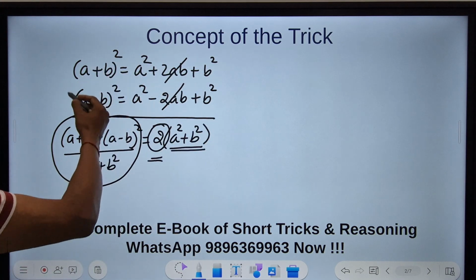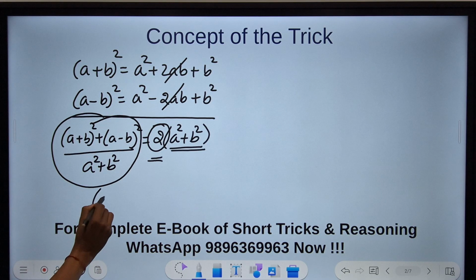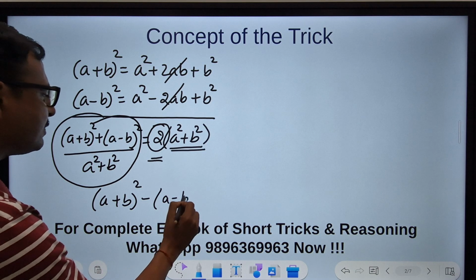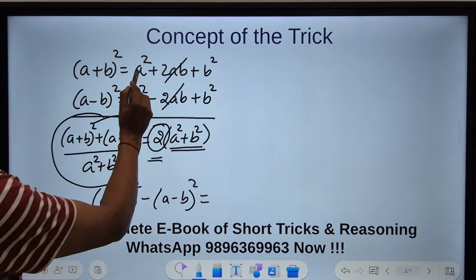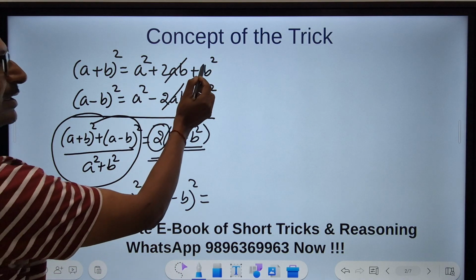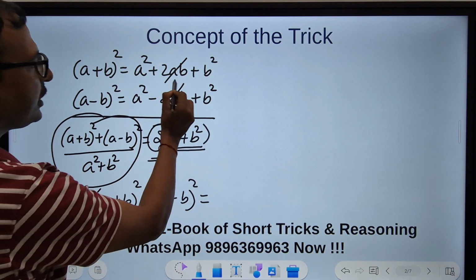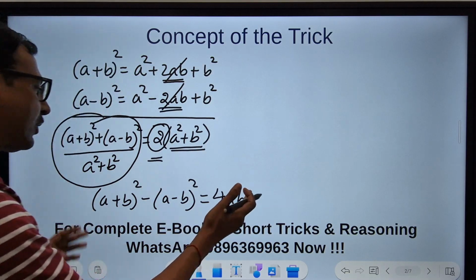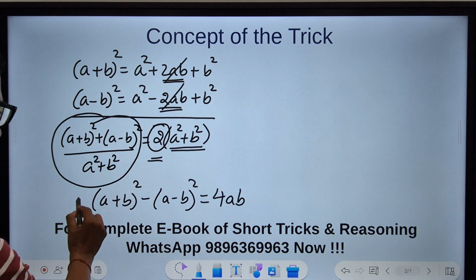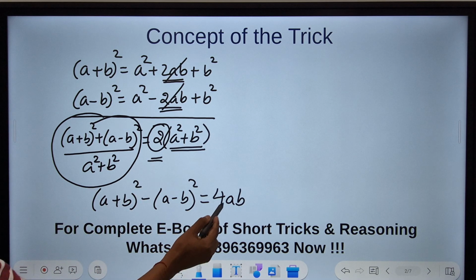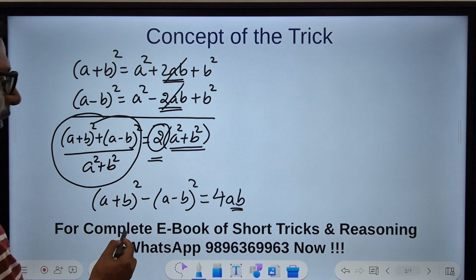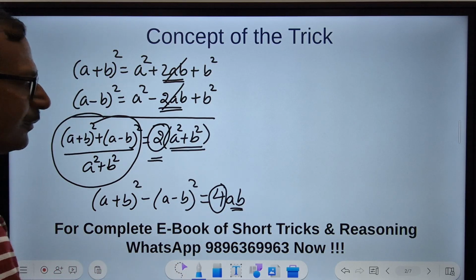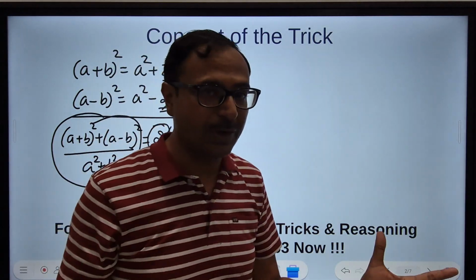Now likewise, if I subtract these two identities, then (a plus b) whole square minus (a minus b) whole square will be, so a square will get cancelled when you subtract, b square will get cancelled, and 2ab plus 2ab will be 4ab. Now what they are going to give you is an expression in this form, or even divide this entire thing by ab and your answer will be 4. And that's how the identities work.